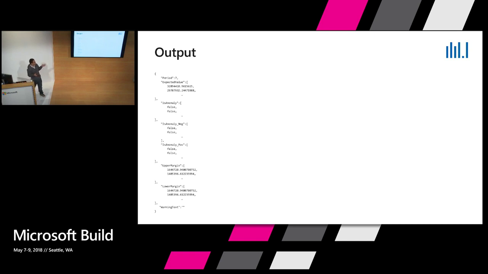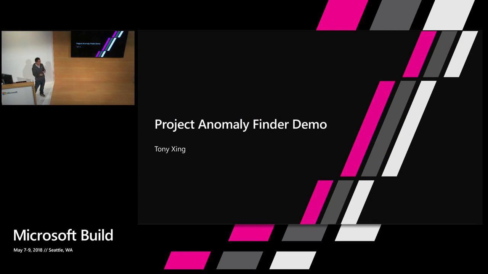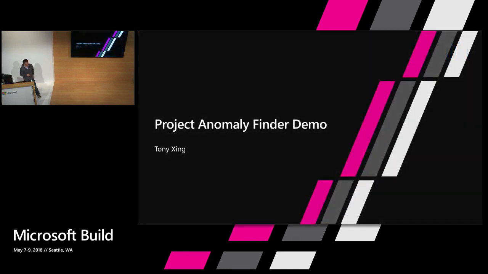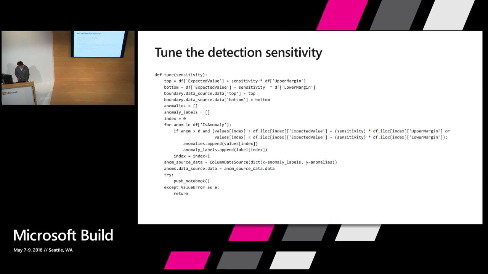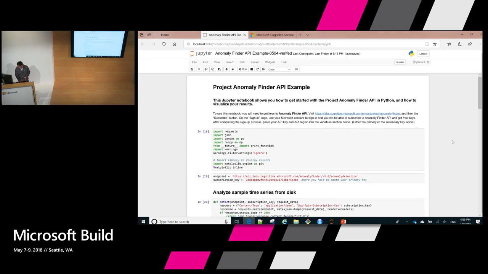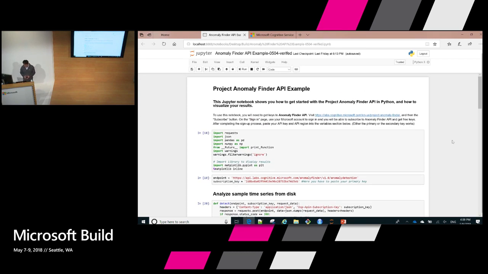So we also provide an upper margin and a lower margin. Those parameters are just for you to draw on the chart, the visualization, to help you visualize what's the deviation from the expected value, what the boundary should be like. Okay. And then here I'll just switch to the Jupyter Notebook, and let's do some demos with the Jupyter Notebook.